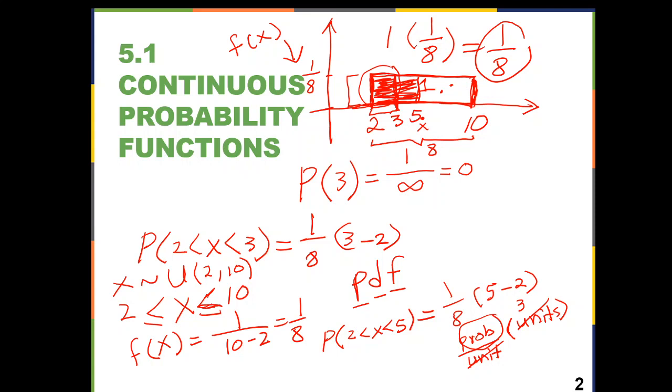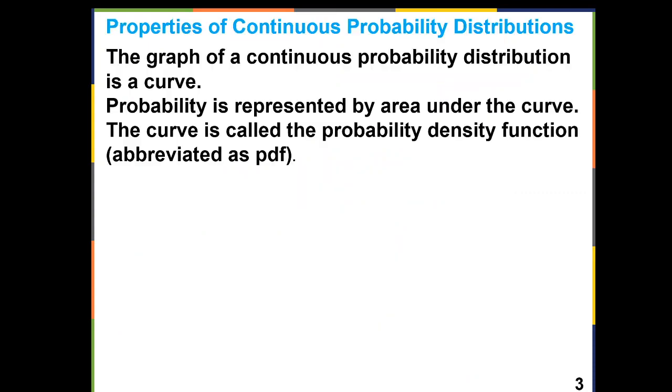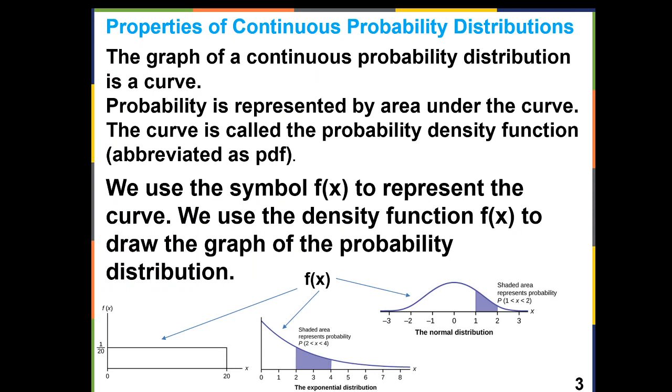So that's the idea. In this chapter, we're going to talk about 3 important probability distributions that are continuous probability distributions. So here are the 3 probability distributions. We have the uniform one we just talked about, and then we have the exponential, and we have the normal.